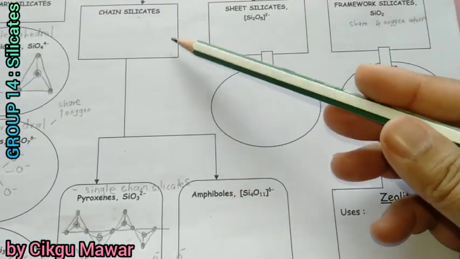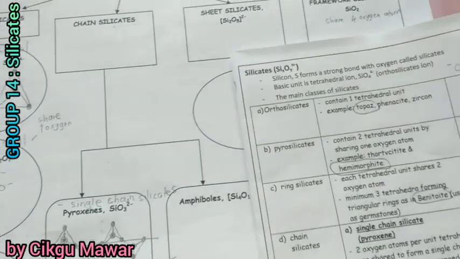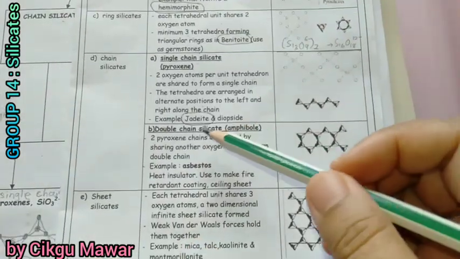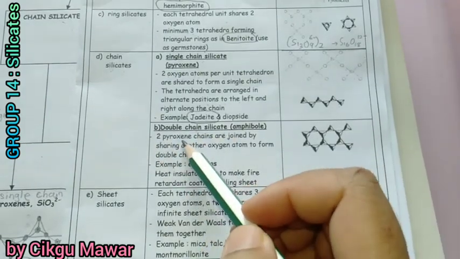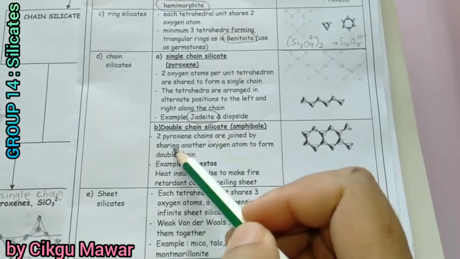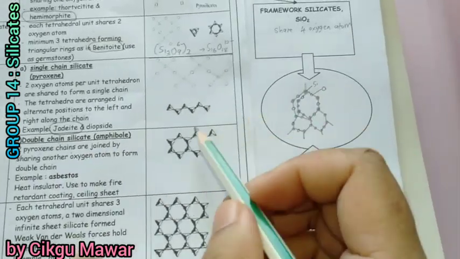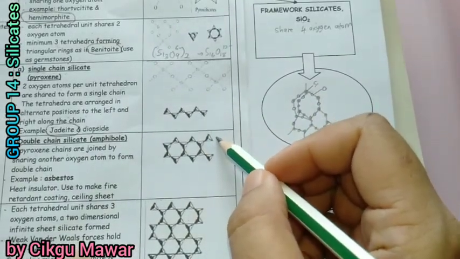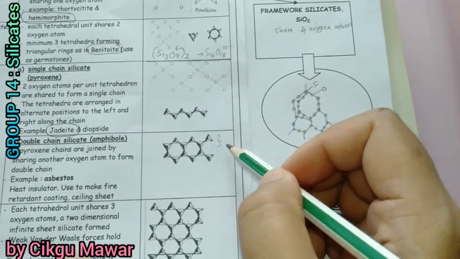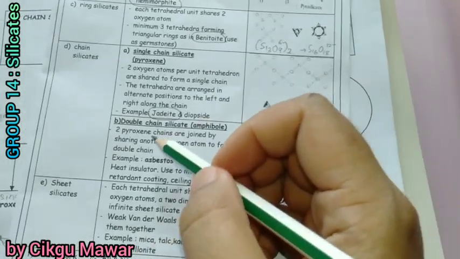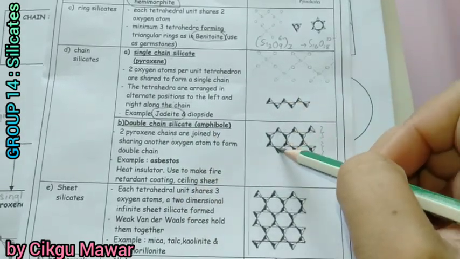Now the second chain silicate is amphibole. What is amphibole? Amphibole is a double chain silicate, in which 2 pyroxene chains are joined by sharing another oxygen atom to form a double chain. So this is the example. It has more than one pyroxene joined together. This is one pyroxene and this is another pyroxene. So we call it a double chain silicate. It consists of 2 pyroxene chains.